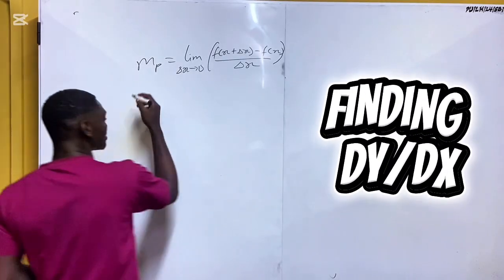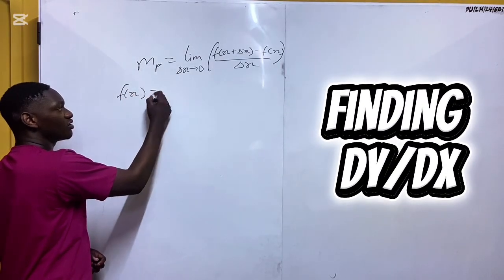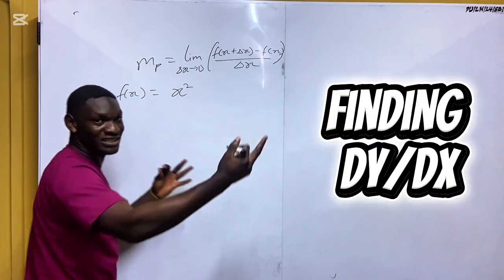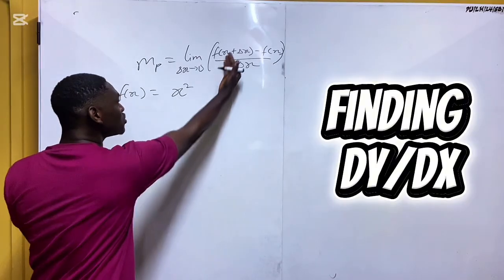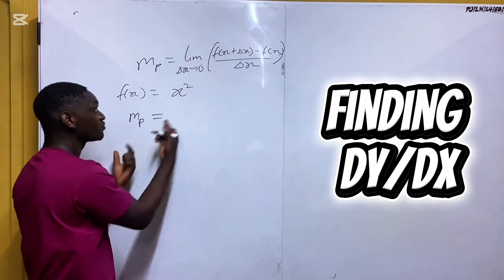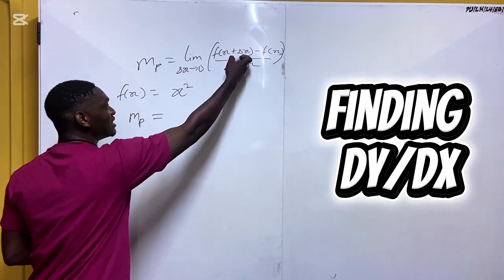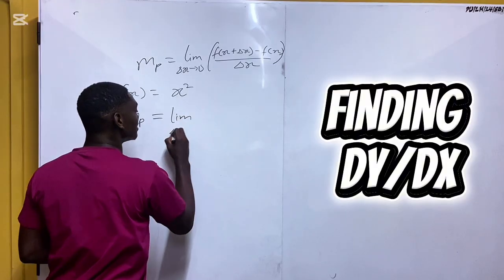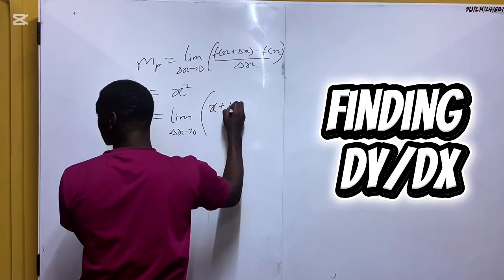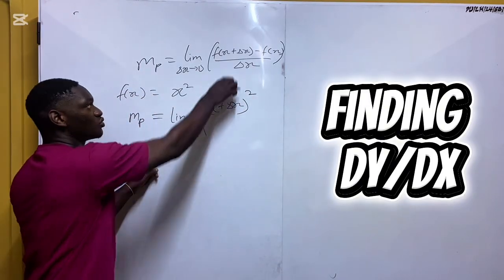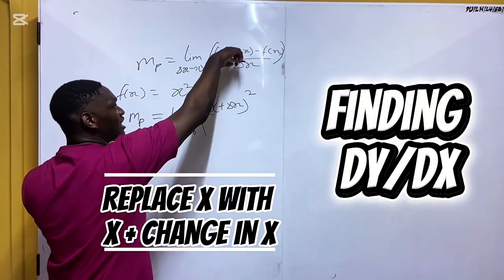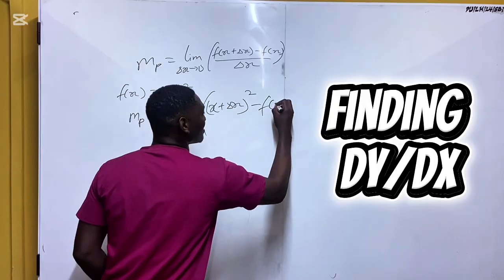Alright, so let's try something. For example, if f of x, which is our curve, was x squared, to get the gradient at any point, or the gradient function at any point, we just use this, right? So it means that the gradient function at any point p is equal to the limit as change in x approaches 0 of f of x plus change in x. f of x plus change in x is x plus change in x all squared. So wherever you see x, you put x plus change in x, minus f of x, right?